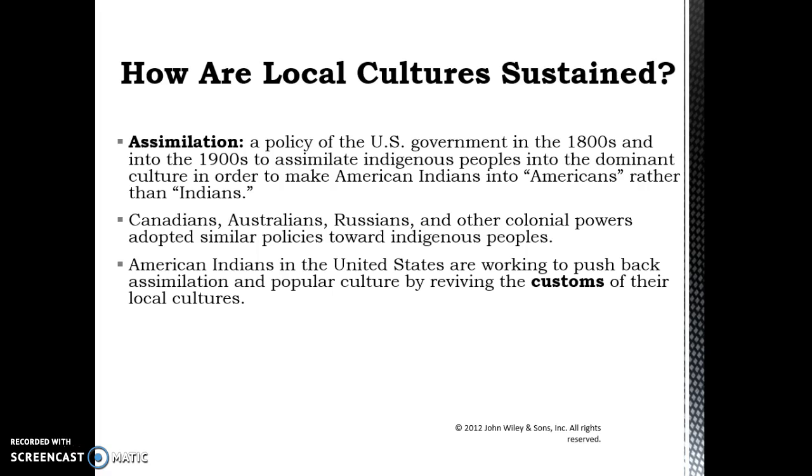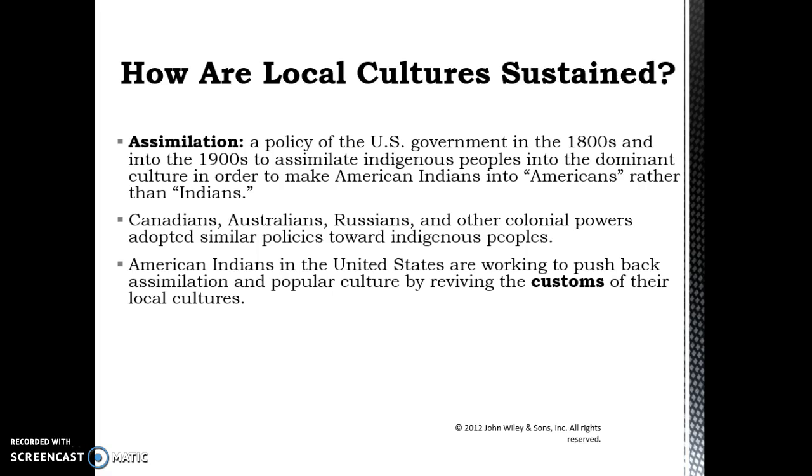And this happens all over the world, not just in the US, but we're going to talk a lot more about the US than we are about the rest of the world. So, the big example that we talk about in your book, and one of the big ones that you need to know just in general, is the general policy of the US government, especially in the late 1800s into the early 1900s, was to assimilate indigenous peoples into dominant culture, read white American culture, in order to make the Indians into Americans as opposed to Indians.